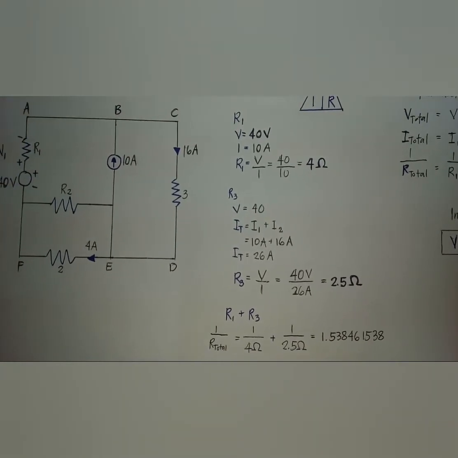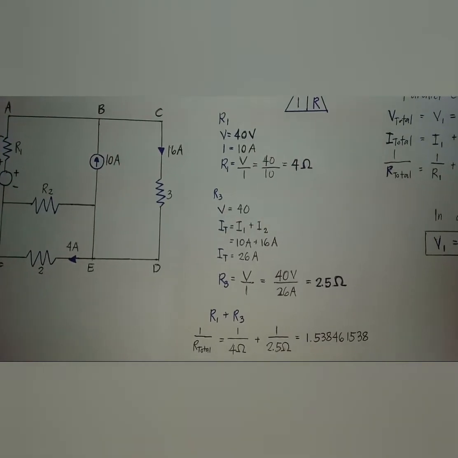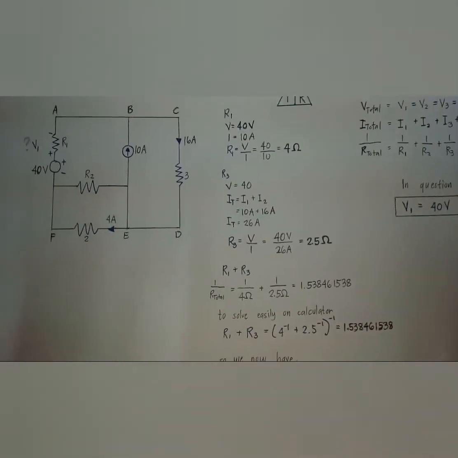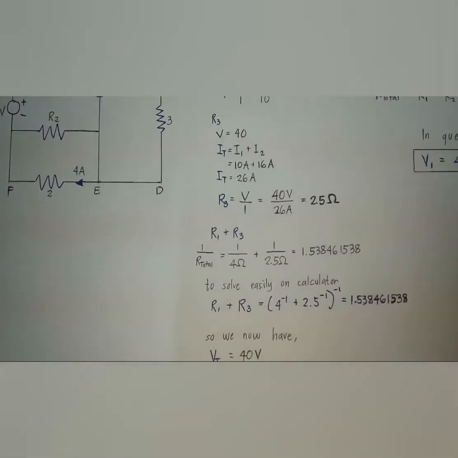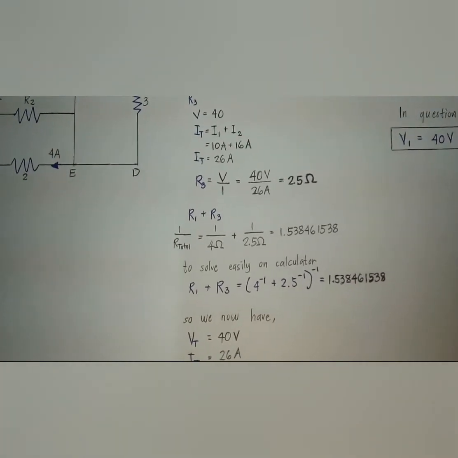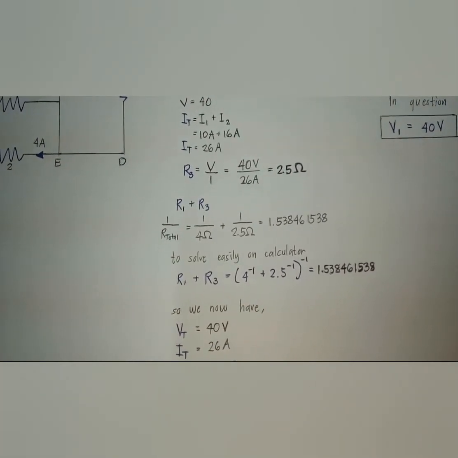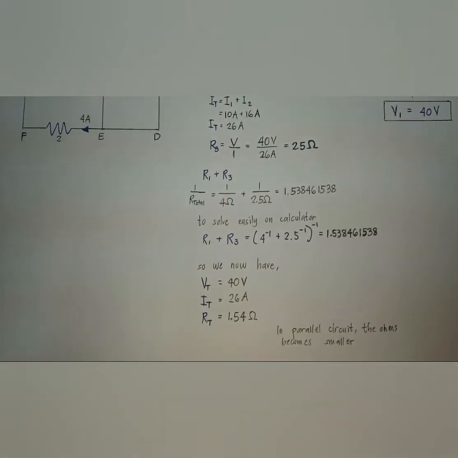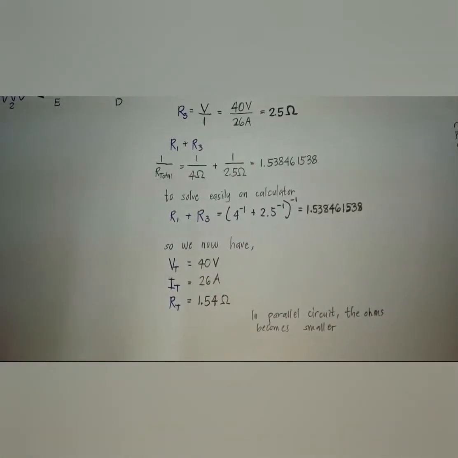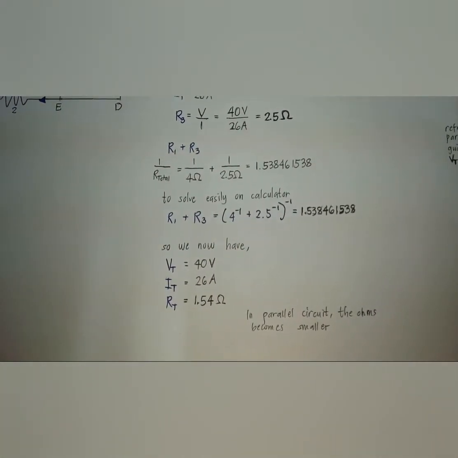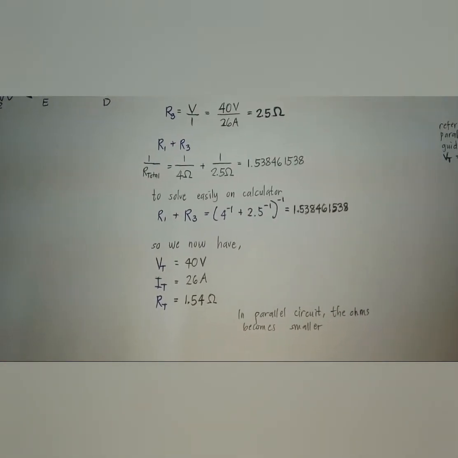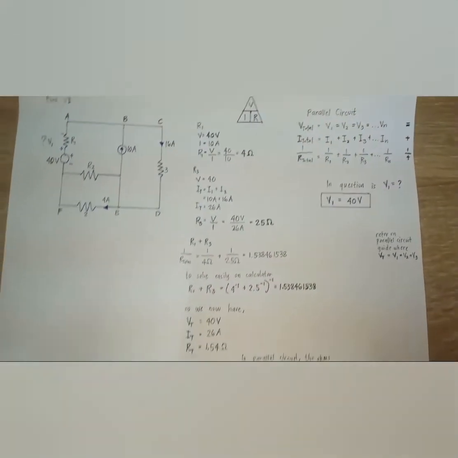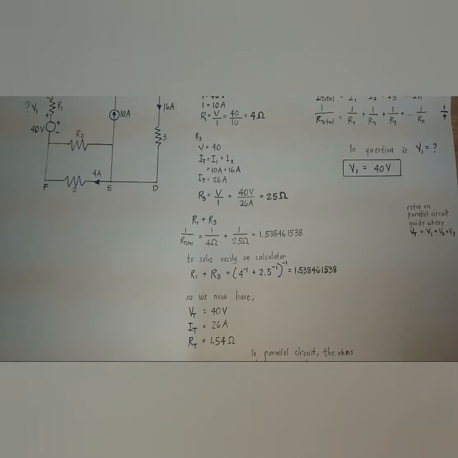R1 and R3, so 1 over R total equals 1 over 4 ohms plus 1 over 2.5 equals 1.538461538. To solve easily on the calculator, that would be 4 to the power of negative 1 plus 2.5 to the power of negative 1, and multiplied by negative 1, so the same answer. So we now have V total equals 40 volts, I total equals 26 amperes, and R total equals 1.54 ohms. And in a parallel circuit, the ohms becomes smaller.